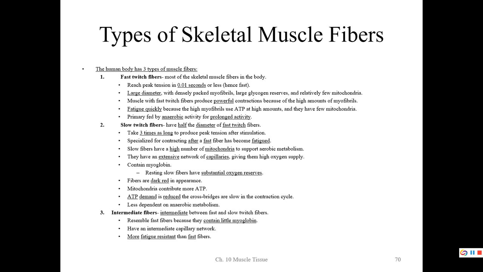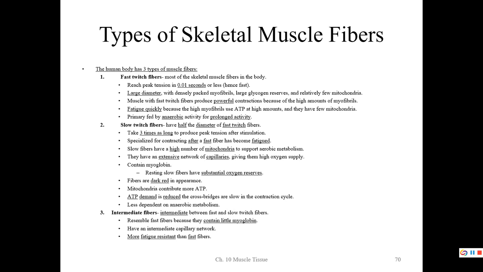Slow twitch fibers have half the diameter of fast twitch fibers. They're slow. They take three times longer to produce tension after stimulation. They are good after fast twitch has become fatigued. Slow fibers have a high number of mitochondria, so that's going to keep aerobic metabolism going. They have a lot of capillary networks, and they have a high oxygen supply. They have a lot of myoglobin. Okay.